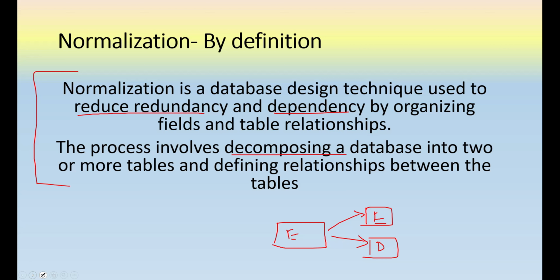Normalization is typically carried out through a series of steps that are called normal forms. There are different normal forms: first normal form, second normal form, and so on. We will see them one by one.